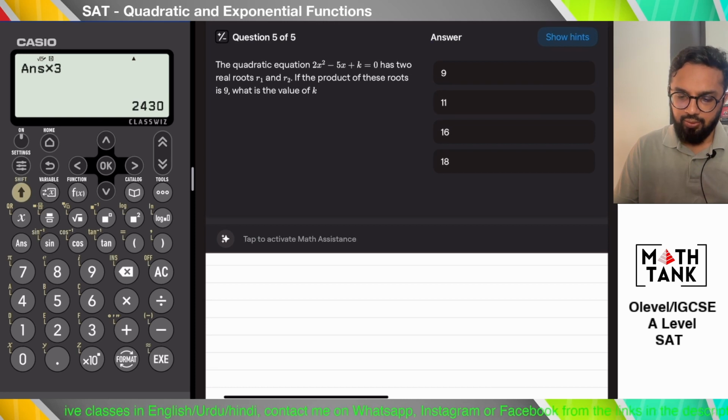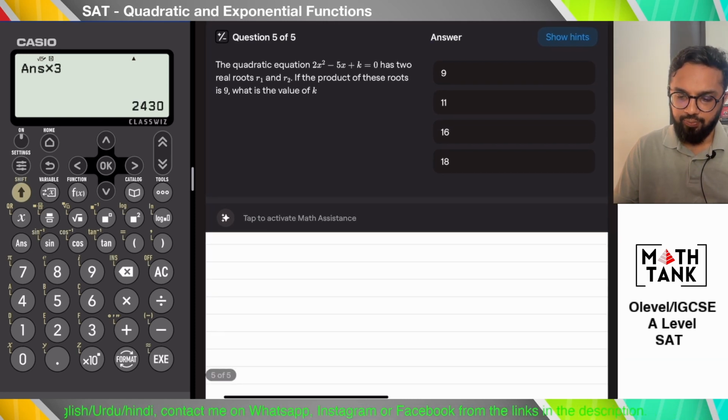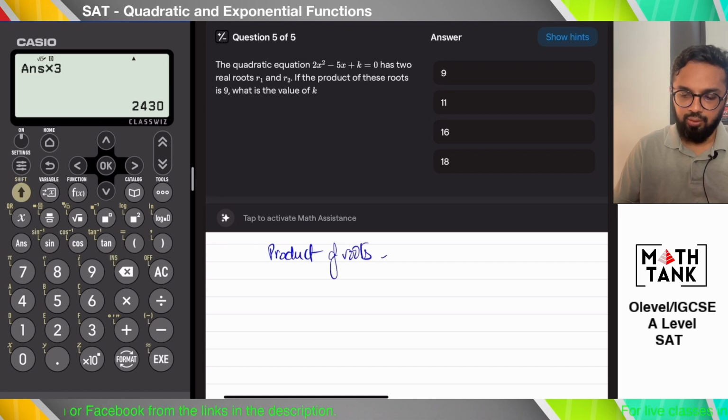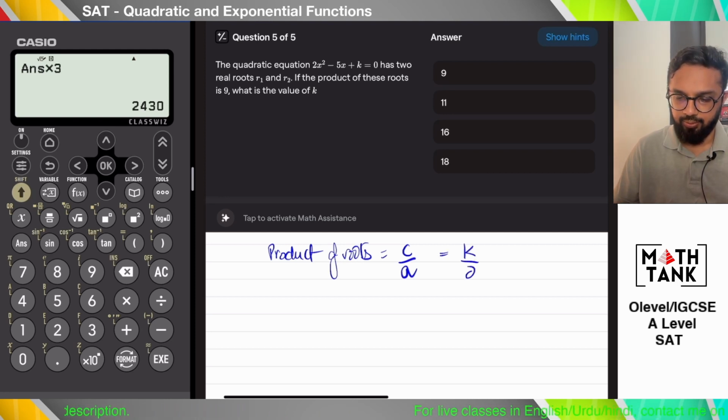The quadratic equation has two real roots, r1 and r2. The product of the roots is 9. So the product of the roots is c over a. That's the formula. So k over 2 equals 9. k equals 18. That is a formula that you should know.